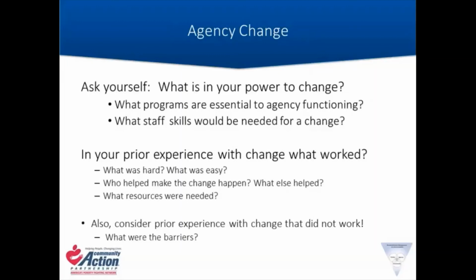When you think about agency change, you're thinking about what's in your power to change. What programs are essential to agency functioning, what staff skills would be needed, what in the past has worked, what's been hard, what was easy, who has helped to make the change, and what else was there that helped, and what resources were needed. So if you see things that didn't work in the past, you can identify the barriers and then perhaps avoid them. So you want to think about what's in your power to change and what's the past experience been.